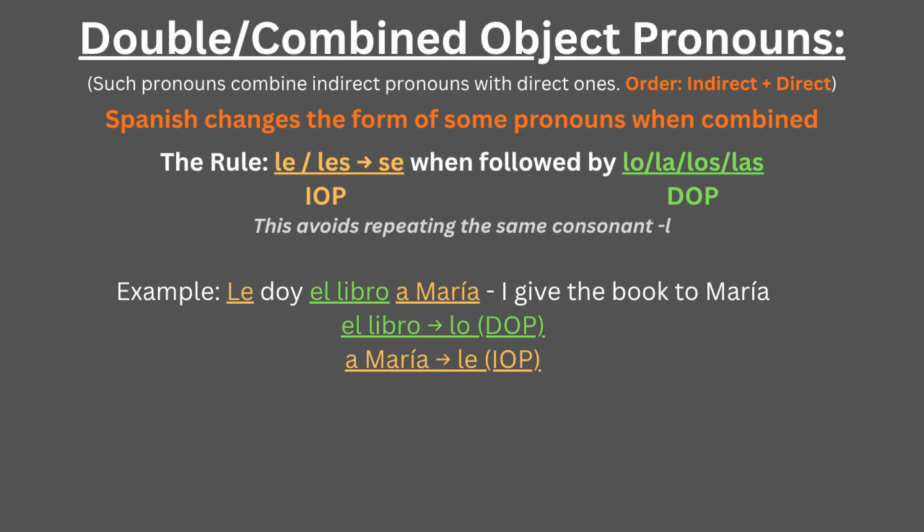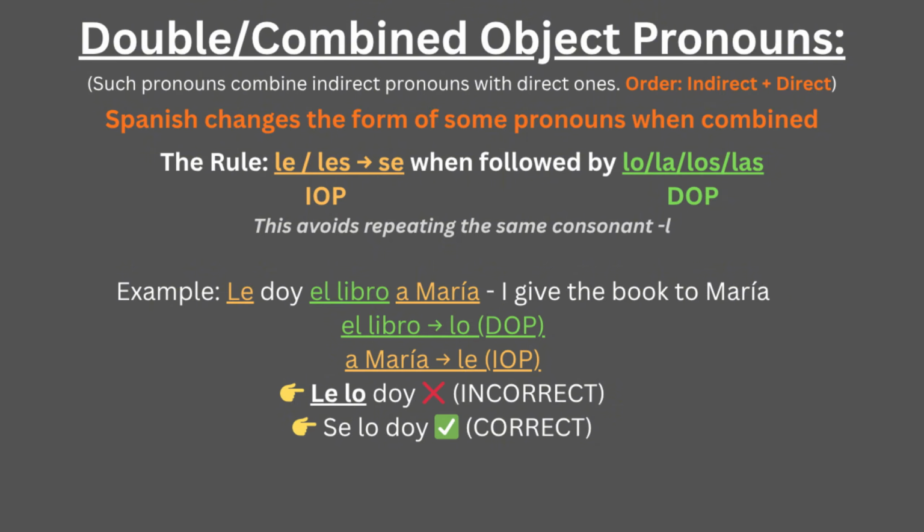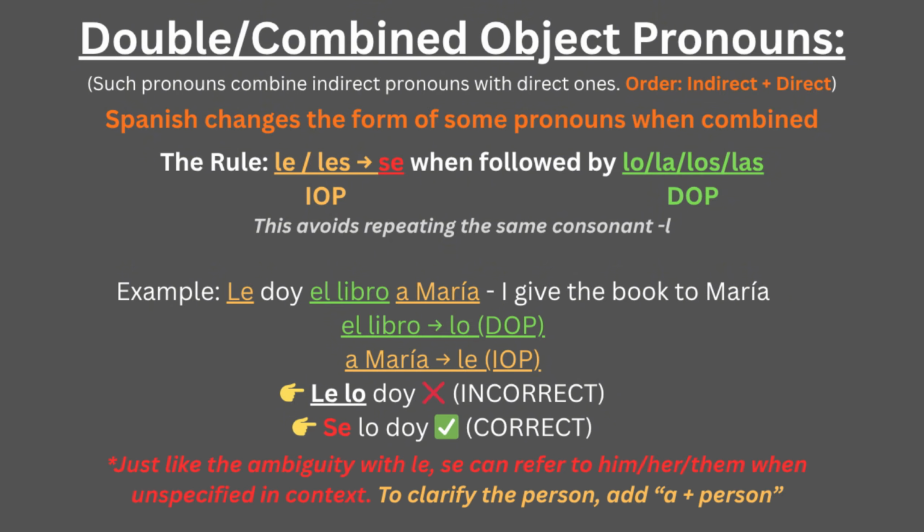So, in a sentence like le doy el libro a María, the direct object is el libro, and the indirect object is a María. El libro becomes lo, and a María becomes le, but together they do not make le lo doy. According to the rule, le and les change to se, so the sentence will be se lo doy. However, just like the ambiguity with le, se can refer to him, to her, or to them when unspecified in context. To clarify the person, add a plus a person, like before.